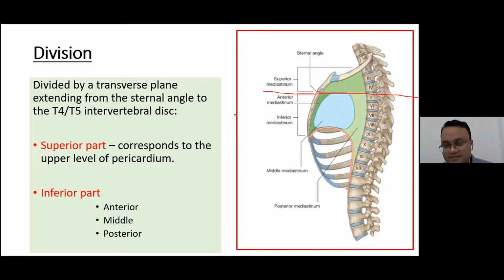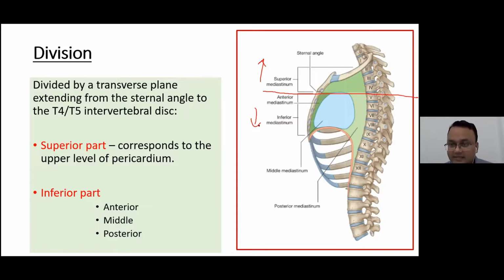It's the transverse thoracic plane, which lies from the sternal angle anteriorly to the T4-T5 level posteriorly. So that demarcates whether this is the superior or the inferior part of the mediastinum. Remember, the mediastinum is at the center part, tengah-tengah, the center part of the thorax. So whether it is above the sternal angle or beneath the sternal angle, we have the superior mediastinum or inferior mediastinum, right?